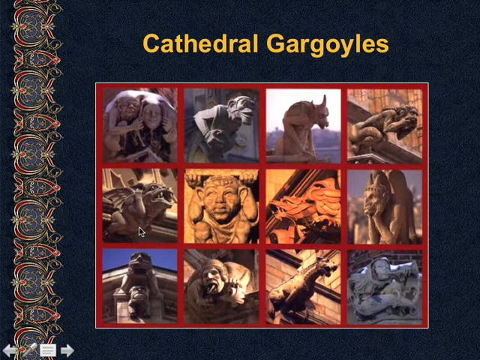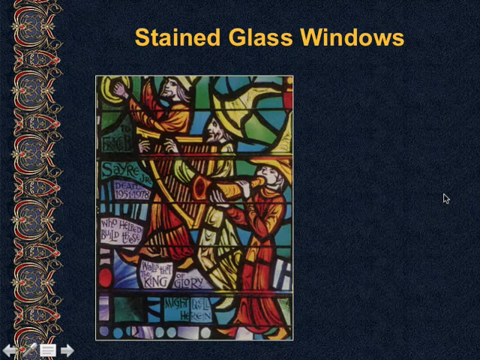We see gargoyles emerge. Instead of having just a simple water spout where water can pour away, why not turn that water spout into a monster or an angel or some type of intricate design? So these emerged, again, emphasizing the details in the buildings.